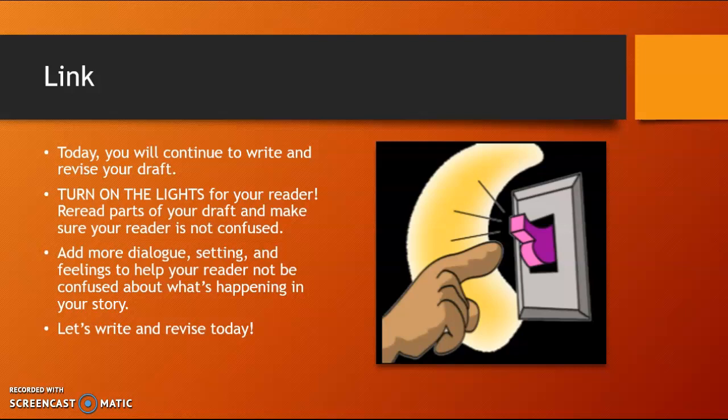When you feel like you have added to your setting so that your reader is no longer left in the dark, then just continue working on your draft. This is a work in progress. We'll keep going back to it and we'll keep adding to it to make it the best writing piece that we can make it.